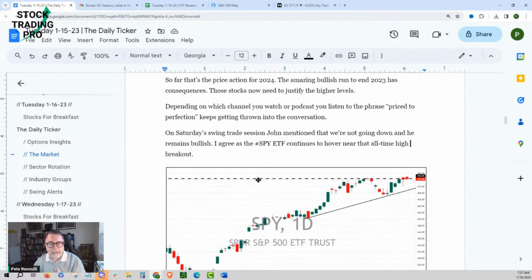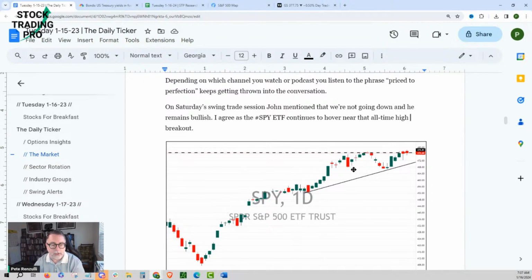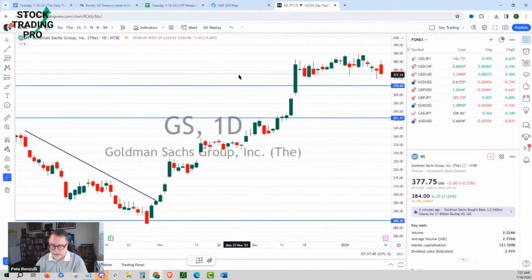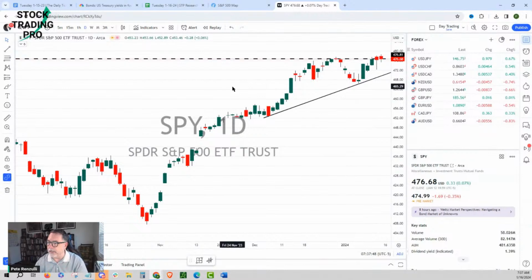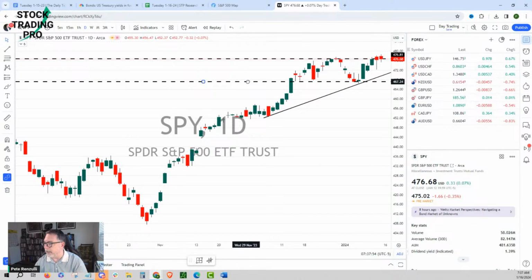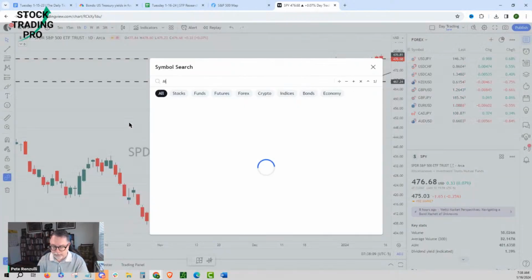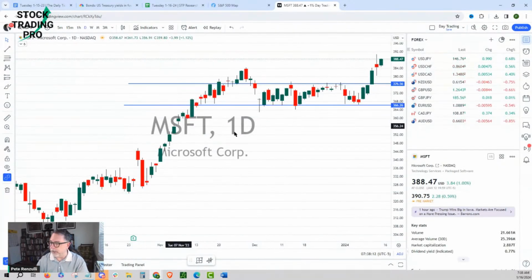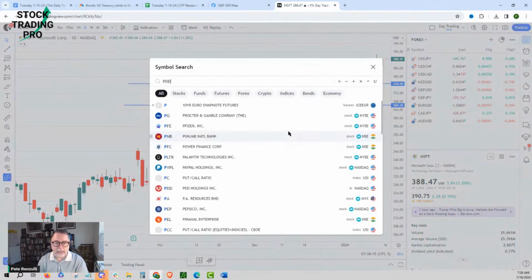I agree. The SPY ETF continues to hover near that all-time high, and that's what we're seeing right now. But the part that is really sticking out like a sore thumb, and we'll get into Goldman Sachs in a second, is that we are basically hovering in what can only be called a trading range, which is going back to the middle of December. So we are now in a 4-week trading range in the S&P 500 and in the bigger picture of the stock market. So we're seeing a lot of trading ranges right now, and Microsoft stock just actually broke out of one here, PDD in another one here.